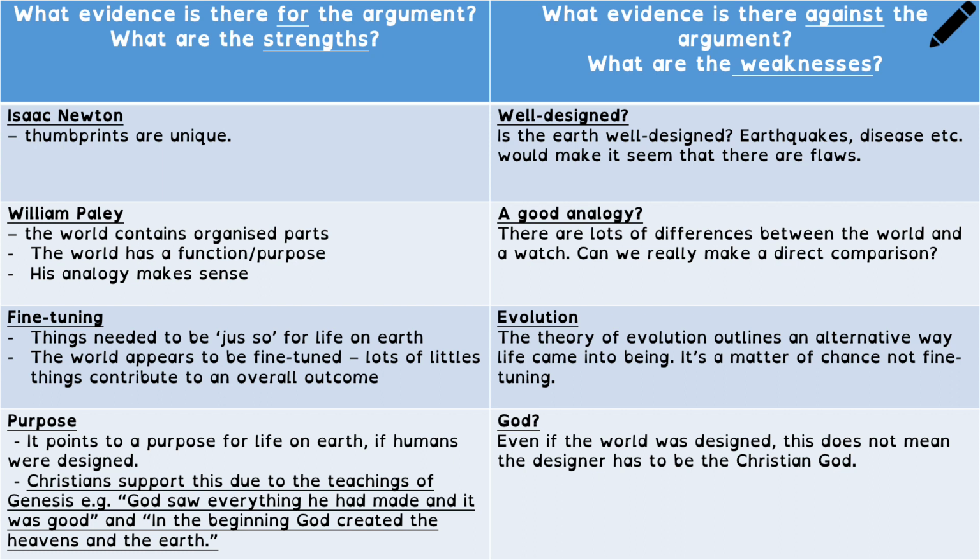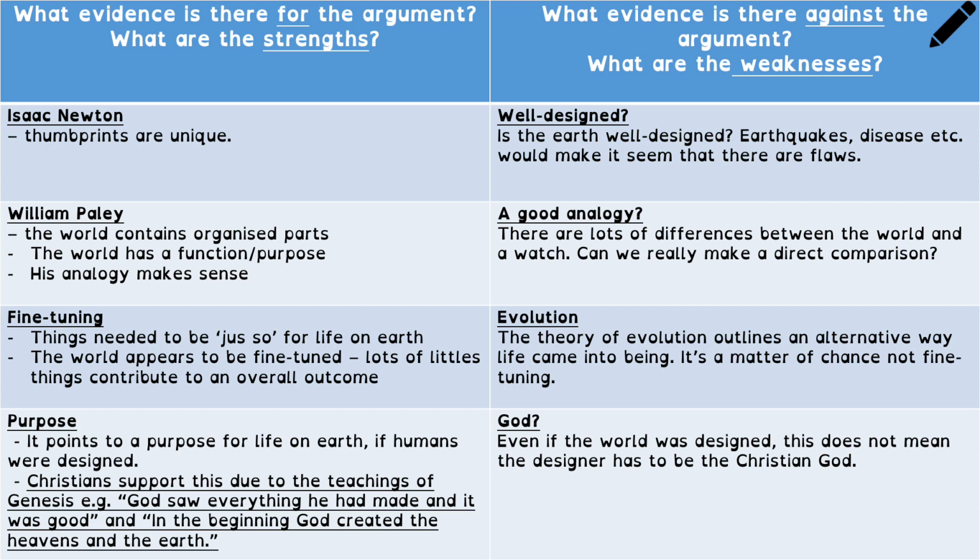So let's get going on the evidence for the arguments from design. The scientist Isaac Newton gave the example of a thumbprint as evidence for the design argument. He said thumbprints indicated that the world had been designed because they are unique, and there would be no natural reason for humans to all have different thumbprints. Therefore, he thought they must have been designed by God.